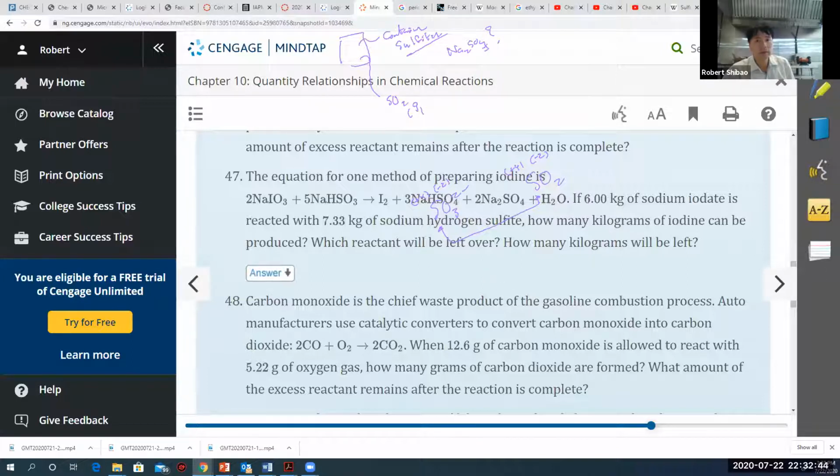Okay, so when I look at this, I see redox happening here. That's why that got in here.